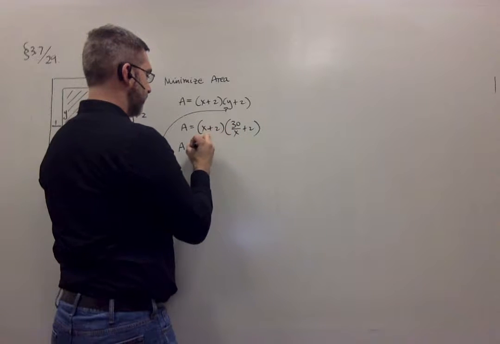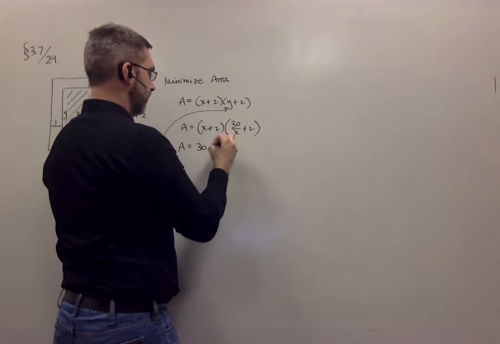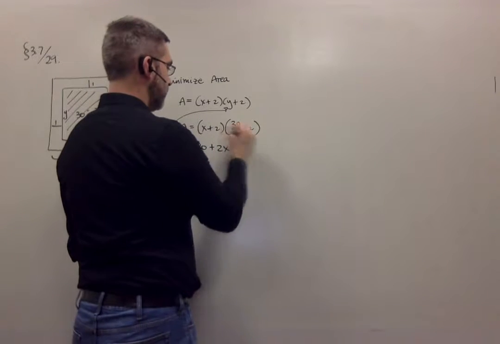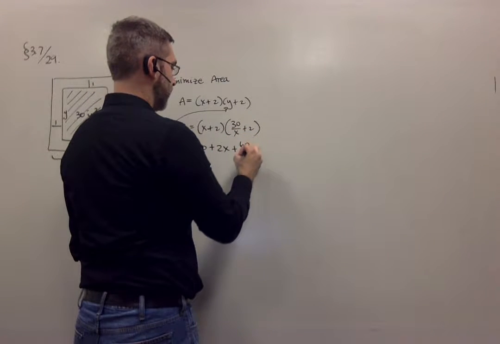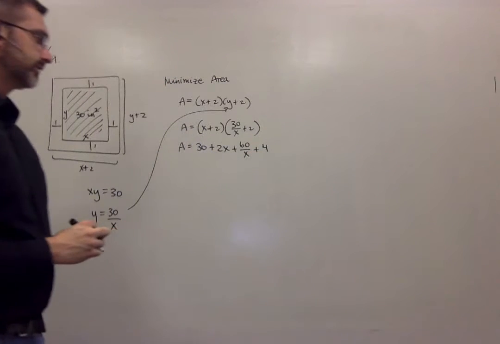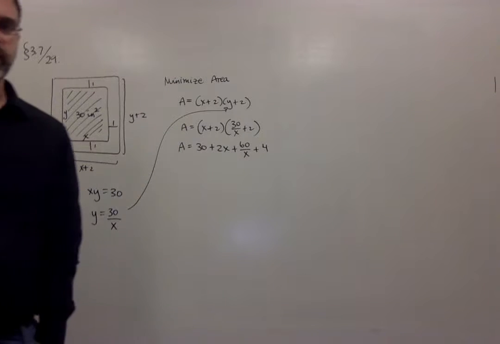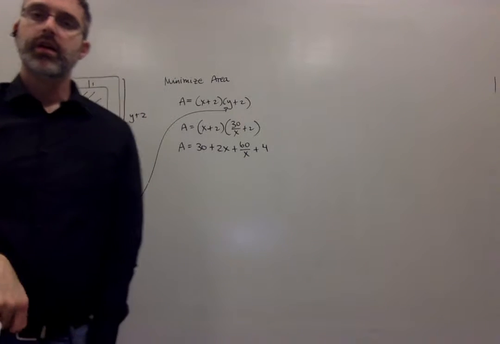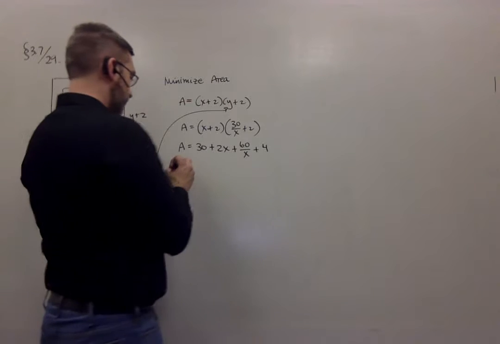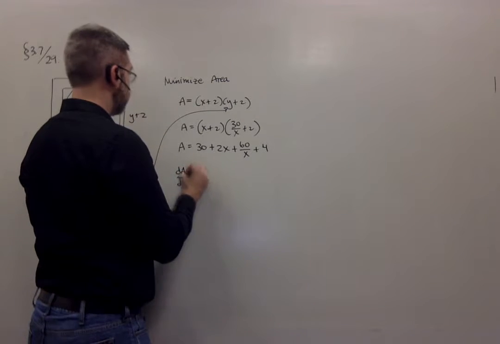So X times 30 over X gives me 30, plus outer is 2X, inner is 60 over X, and then my last term is 4 there. Okay, so I could take the 30 and combine it with the 4, but when I differentiate, those will all go away. So let's now differentiate with respect to X to find our minimum.